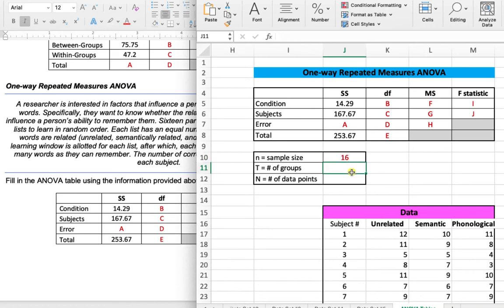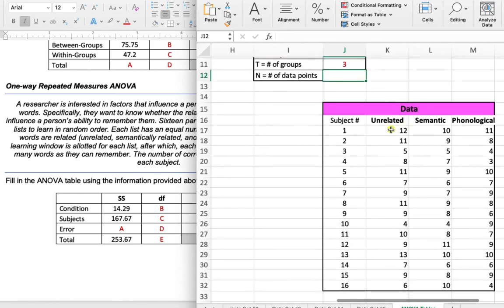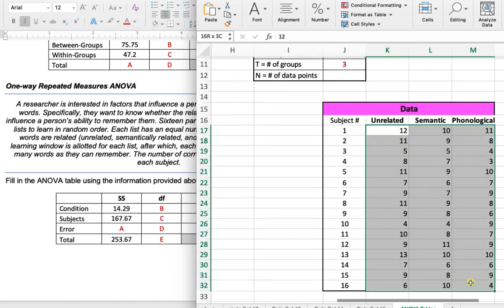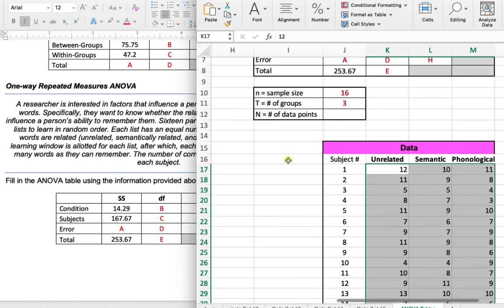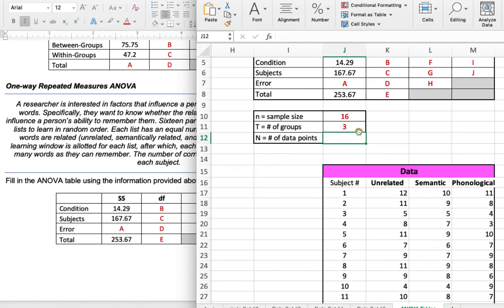T is equal to the number of groups that we have total. So we have 3 conditions, so 3 would go in that box. And then the total number of data points that we have, you could do a count function on this. You can alternatively highlight all of the data and look at the count value at the bottom, 48, or you can multiply 3 by 16. All of them will give you the same value.